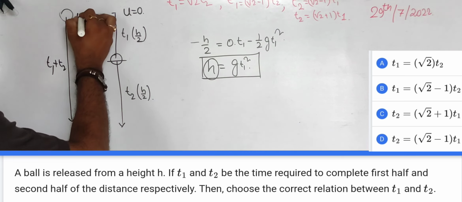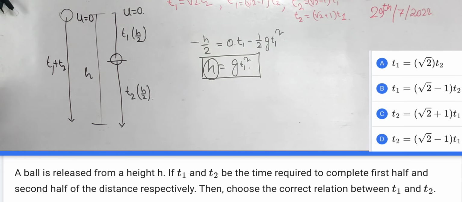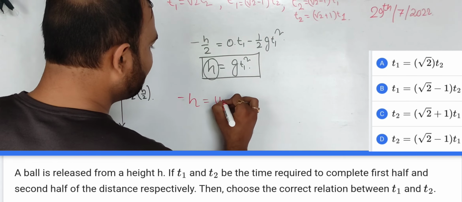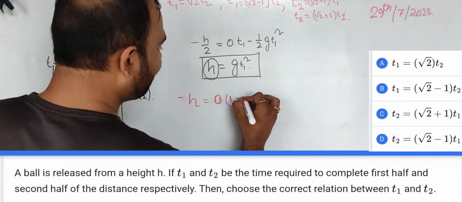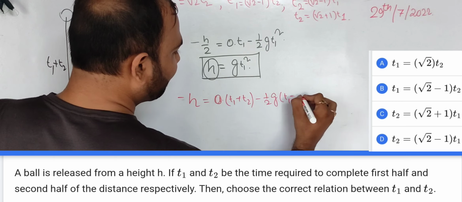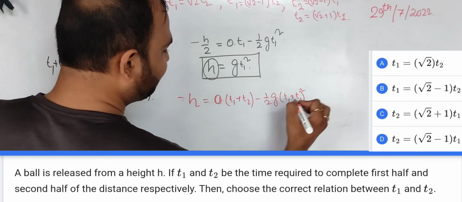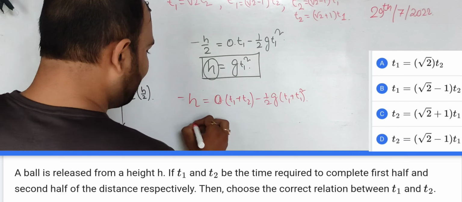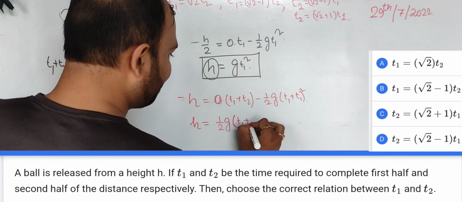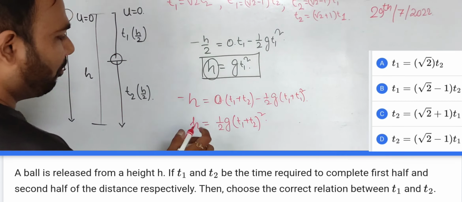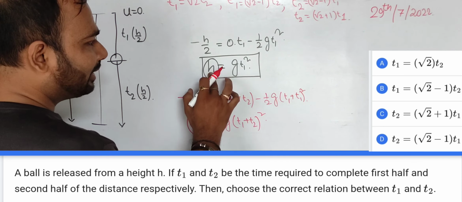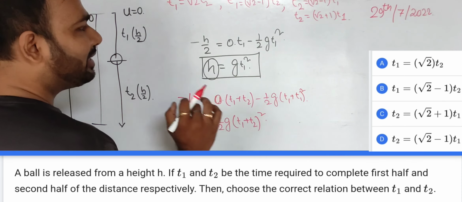So for the total height, the ball takes t1 plus t2 time. Using this information, we can find the maximum height again. Minus h equals u, which is 0, into t1 plus t2, minus half g t1 plus t2 whole square. So h equals half g t1 plus t2 whole square. So we find h in terms of t1 plus t2. If we put it over here, we can get a relation between t1 and t2.